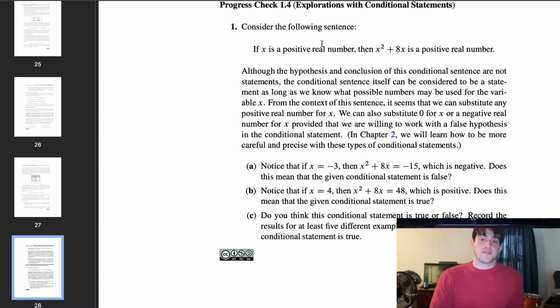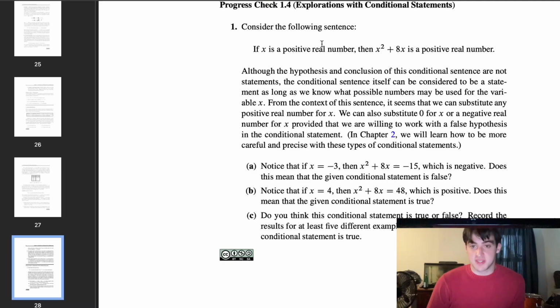Progress check 1.4, explorations with conditional statements. Consider the following sentence. If x is a positive real number, then x squared plus 8x is a positive real number. Although the hypothesis and conclusion of this conditional sentence are not statements, the conditional sentence itself can be considered to be a statement, as long as we know what possible numbers may be used for the variable x.